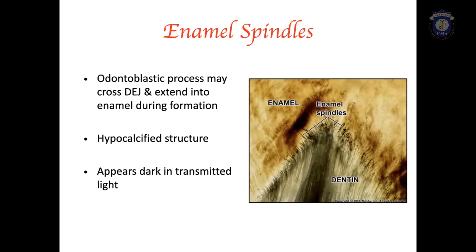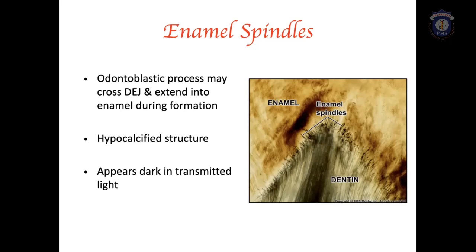Once it is extending into the enamel, it is going to be seen as a hypocalcified structure, because these are the odontoblastic process as well as the odontoblast as such. It is a soft tissue, or a part of a cell. So we are not expecting any kind of cell within the enamel. The soft tissue extension into the enamel will be seen as an enamel spindle, considered as a hypocalcified structure. It appears dark in transmitted light because it is a soft tissue which will just go off when you make ground sections.